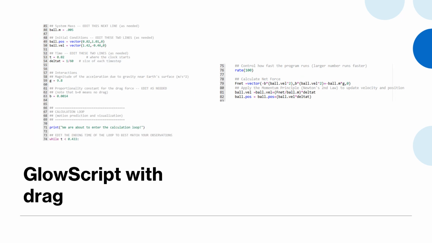Then our computational model with drag was exactly the same except for two things. One of them is we changed our B value, and the B value is the value of how much air resistance is occurring. Once you take that value and multiply it by velocity squared, that will give you the force of drag in the opposite direction. So we estimated our B value to be about 0.0014, and then we updated our F net vector to include that B value right there.